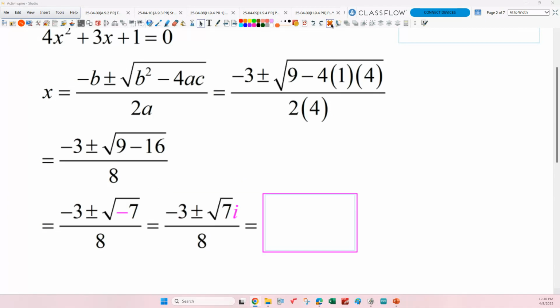So there's our answer, right? -3 plus or minus the square root of 7 times i, all over 8. So make sure that everything is on top of that division bar, right? And then if you want to, we could split this into separate fractions. This is kind of optional, but you could do that, right? If we wanted to.